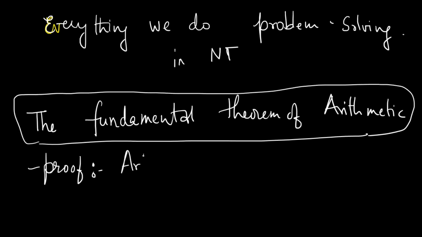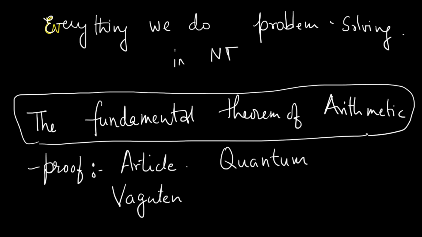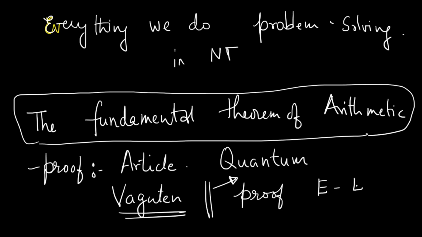an article, a popular science article, and none better than Quantum. There is an article in Quantum that just fits the bill perfectly, and the author is none other than Vaguten. Vaguten is the pen name of two great Russian mathematicians, Vasiliev and Gutenberg, and they have an article in Quantum which will have all the proofs of the so-called elementary ENT, including the fundamental theorem of arithmetic, and we have included the reference to this article in our YouTube header.